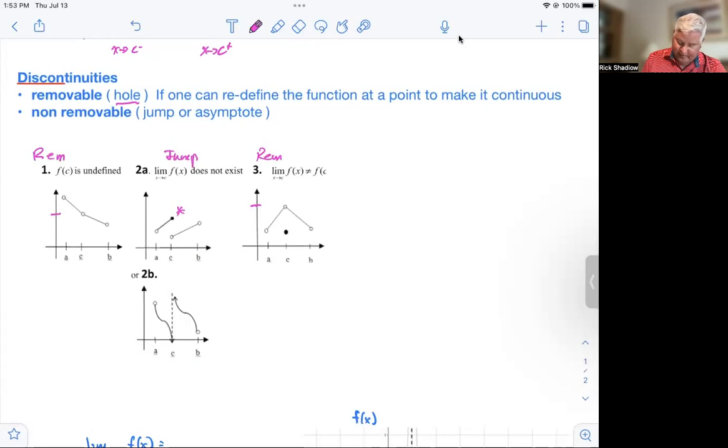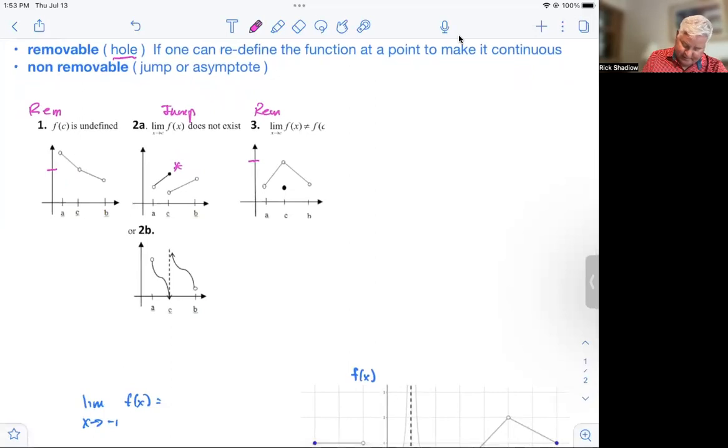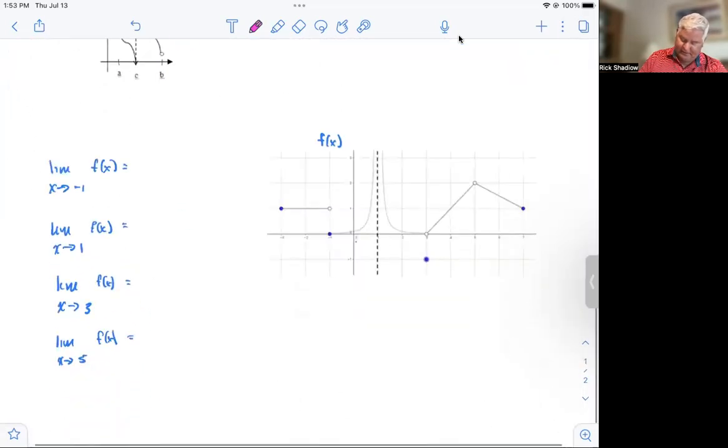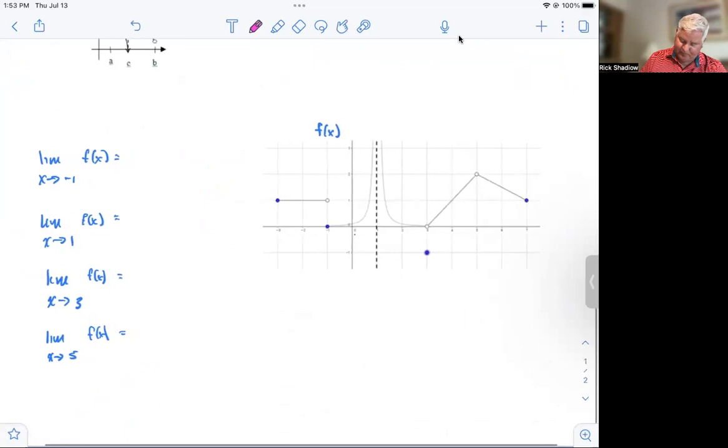But again, the limit doesn't exist at 2B, nor does even the function have a value at f of c. So double whammy on that one. But again, here's the case of an asymptote. Vertical asymptote at x equals c. All right, so I had also another problem I took from the notes.